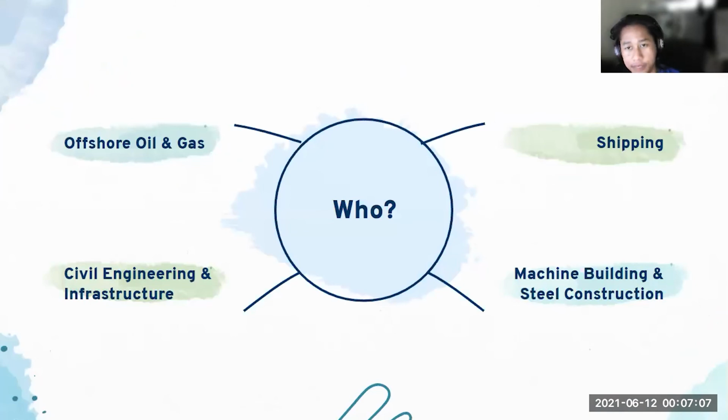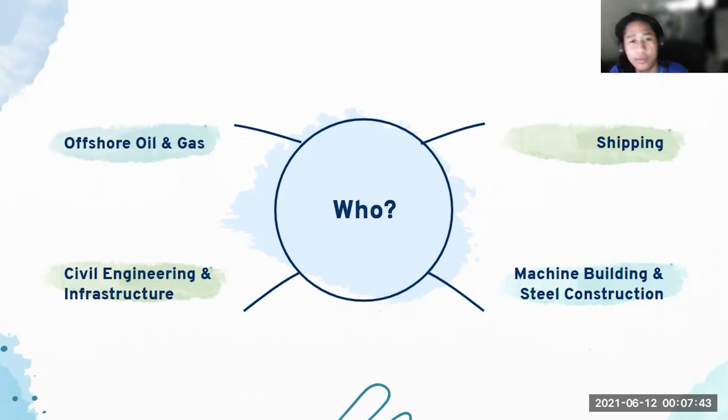For who, I will explain about where this NDT visual is applied, and the fields that use this NDT technique. First is offshore oil and gas. This technique is highly used there, because constant checkup is always required to maintain the equipment in good condition. Next is shipping.